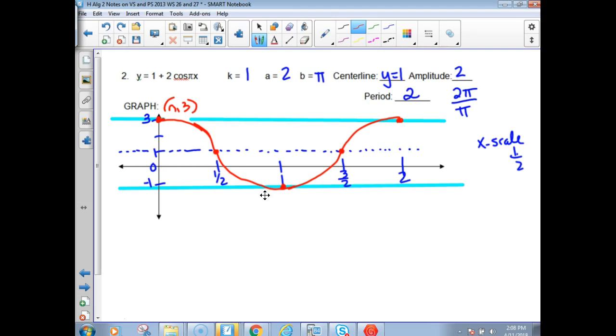All right, now I need to label the points. The first one was 0, 3. The second one is 1/2, 1. The third one is 1, -1. The fourth one is 3 halves, 1. And the last one is 2, 3.